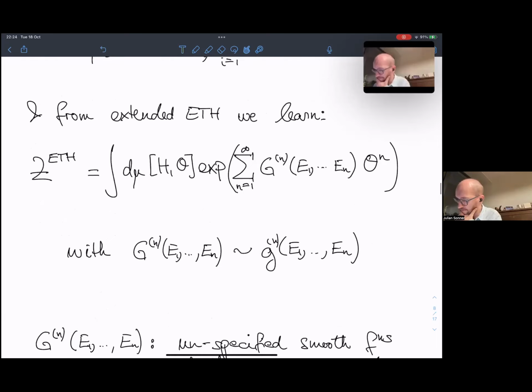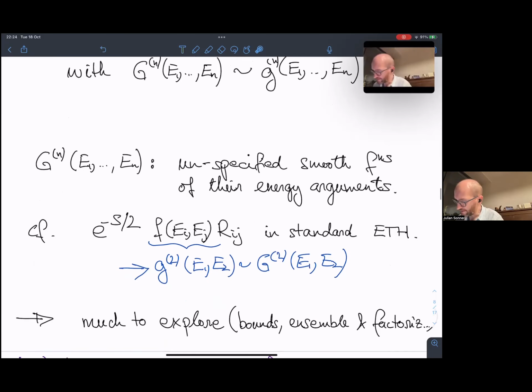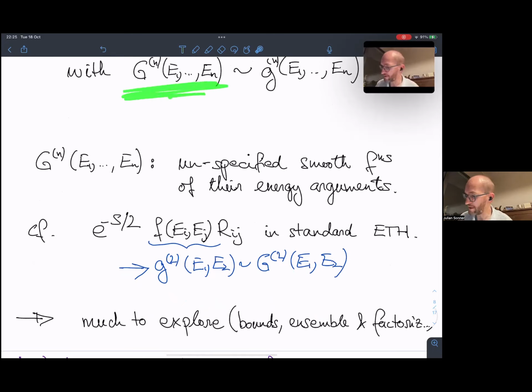Thanks. So, right. Those GNs are a set of unspecified smooth functions of the energy arguments, the same way that they appeared in ETH. So this is now a general framework for a general chaotic system. But if we want to apply it to a specific quantum chaotic system, then we need to go further and define a principle that defines these GNs. But for the time being, I'm working at the level of the general structure, just like ETH is the general structure. And of course, being able to specify what these G's are specifically is usually very difficult.